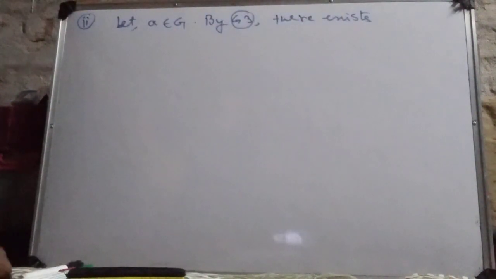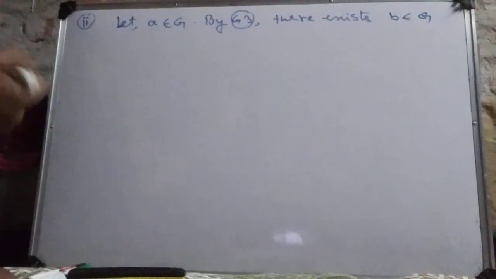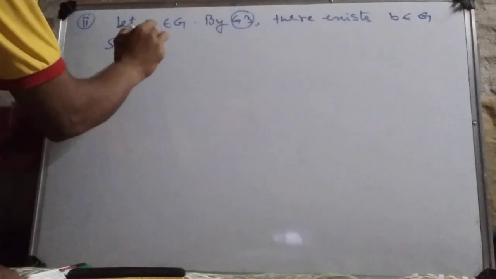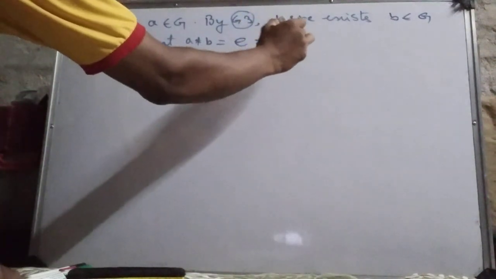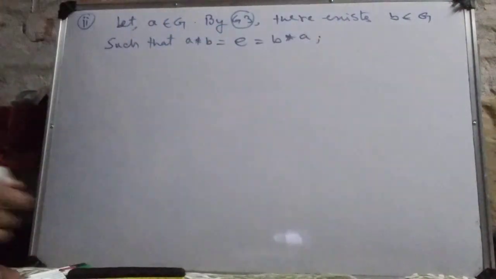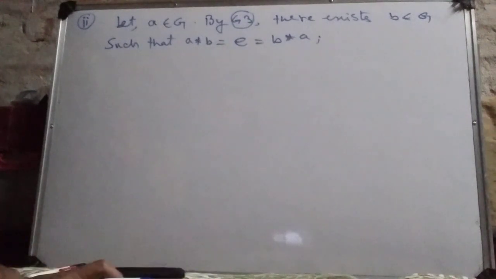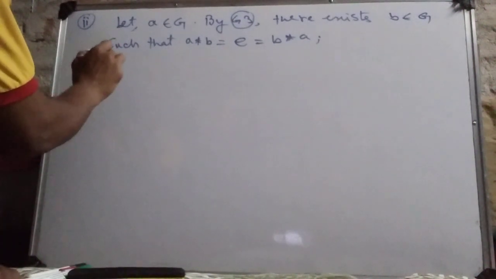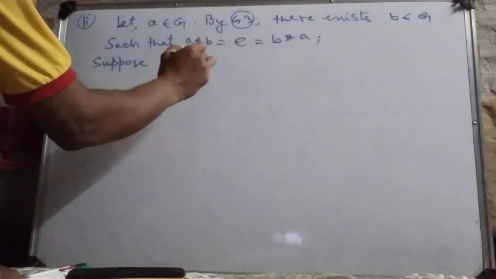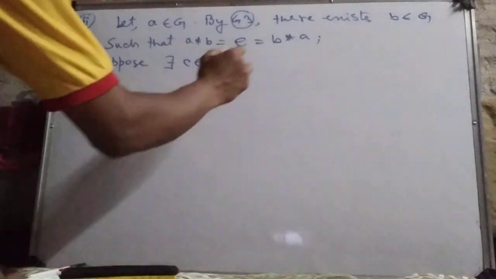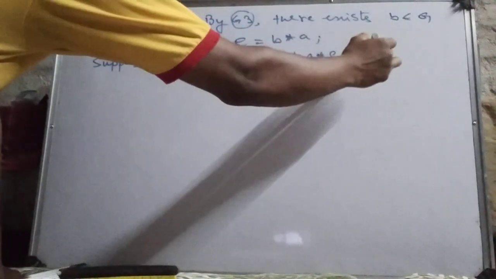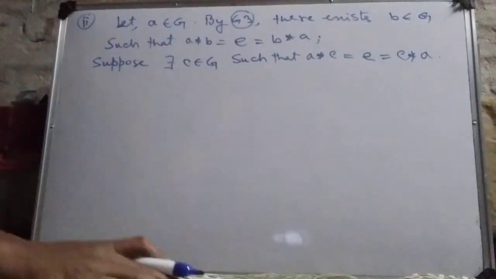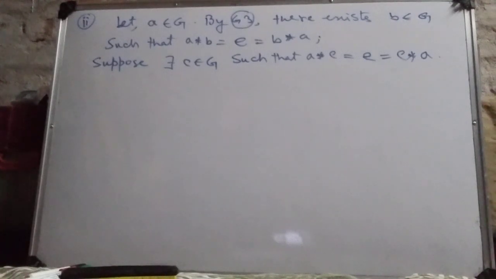By G3 there exists B belongs to G such that A star B equal to E equal to B star A. Understood? Then we write it here. Suppose there exists C belongs to G such that A star C equal to E equal to C star A. Then we show that B equal to C.